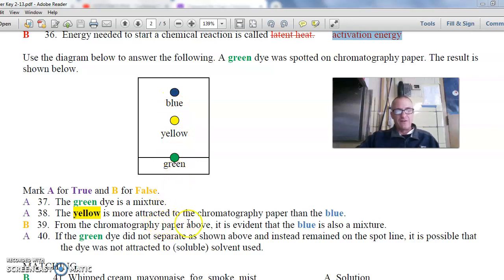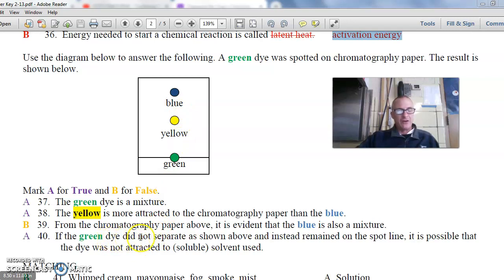From the chromatography above, it is evident that blue is a mixture. No, it isn't. If it was a mixture, we would see the blue getting separated into other colors. The blue didn't get separated, so it's not evident that blue is a mixture.